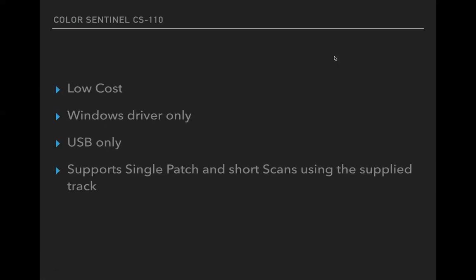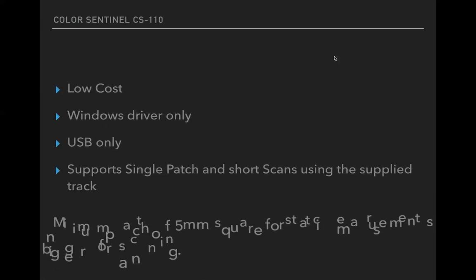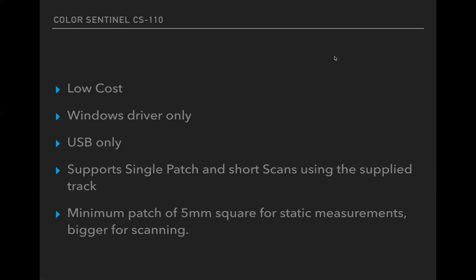Okay, so I've got to say I don't know a lot about the Color Sentinel CS110, other than the fact that it's a low-cost scanning spectrophotometer in a similar kind of bracket as the i1 Pro. It comes with a Windows driver only, and we only support it for USB, although I believe there is a Bluetooth module. I don't think we got a consistent connection with the Bluetooth, which is why we've only supported USB at the time. It can measure all of the measurement conditions, M0, 1, 2, and 3.